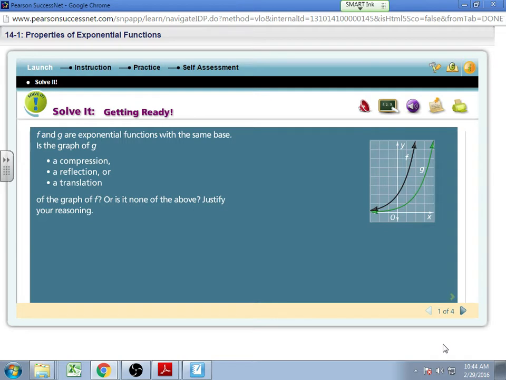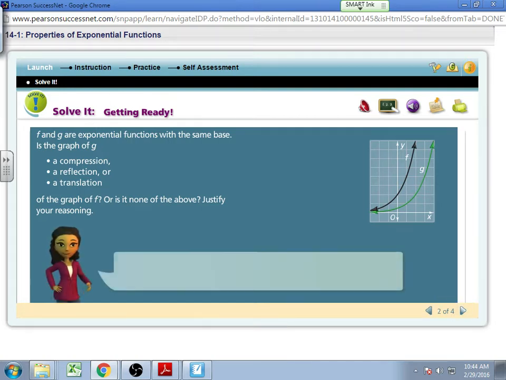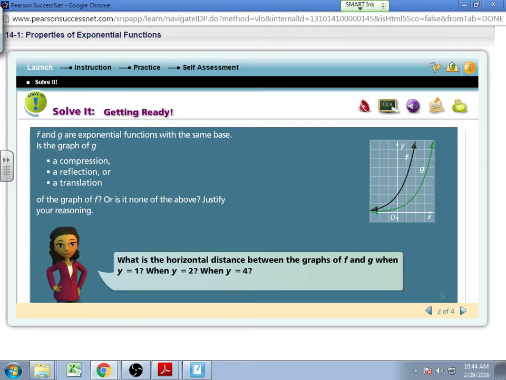Do you think G is higher or lower than F? Or do you think it's been moved left or right? It probably looks like it's a horizontal translation. So what we can do to check if it's a translation is look at any given x point, relate its y point, and then find the same y value on the new graph.